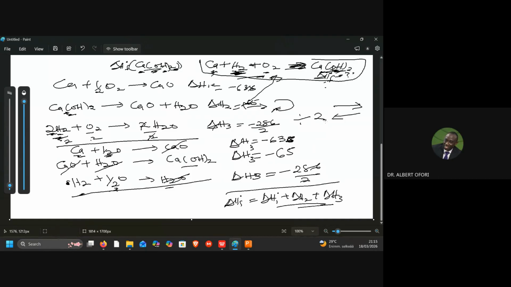Okay. So you are reversing an equation. It's not like a reversible or irreversible reaction.